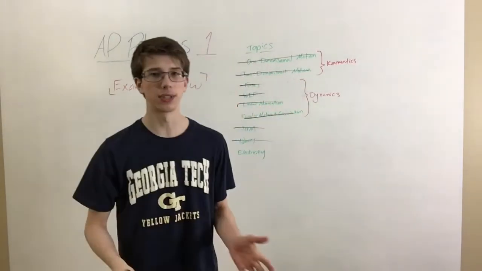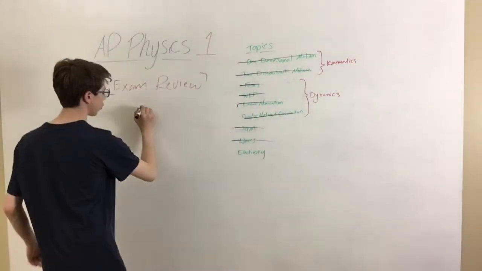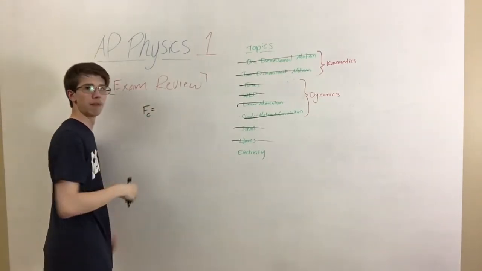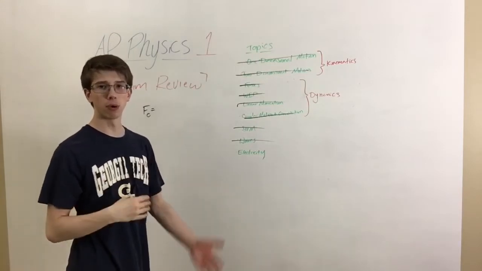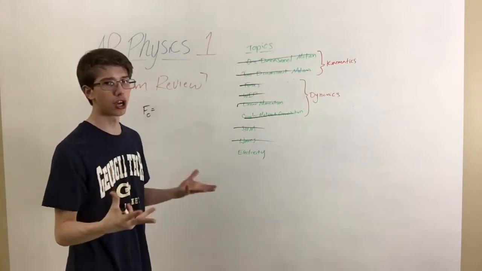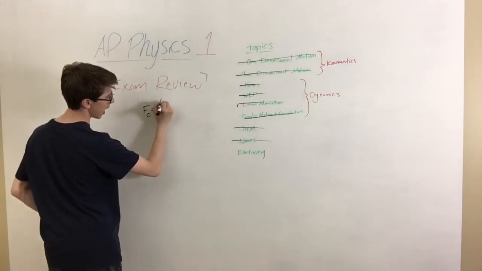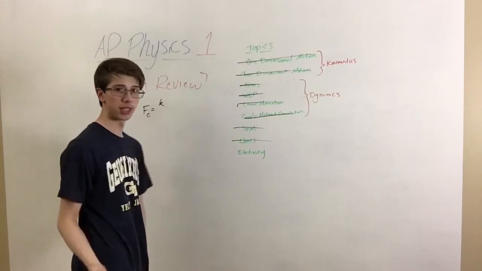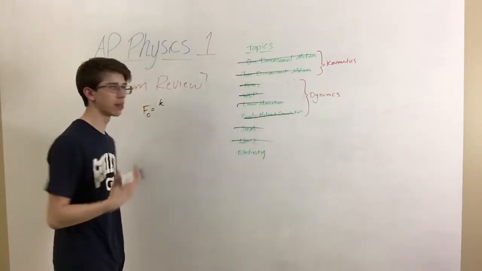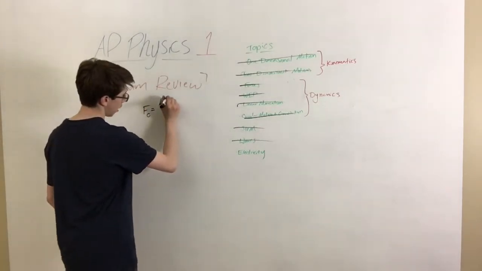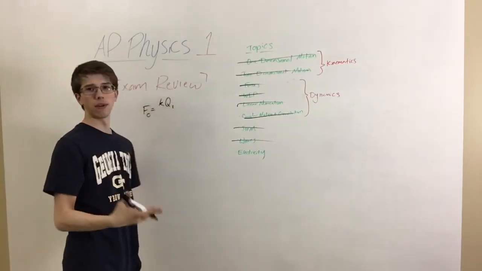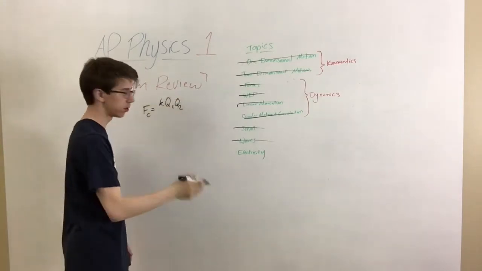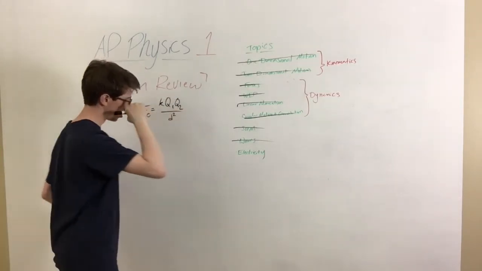And then finally, electricity. Now, we'll start off by introducing Coulomb's law. Coulomb's law is the measure of the force of attraction or repulsion between two charged objects. So this is equal to k, which is Coulomb's constant, or the charge constant, which is 9 times 10 to the 9, times Q1, which is just the charge of one object, times Q2, which is the charge of the second object, divided by d squared, which is just the distance squared.